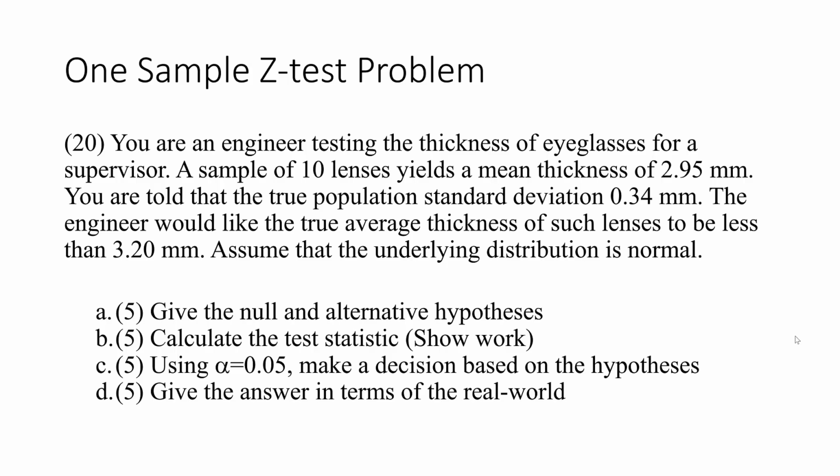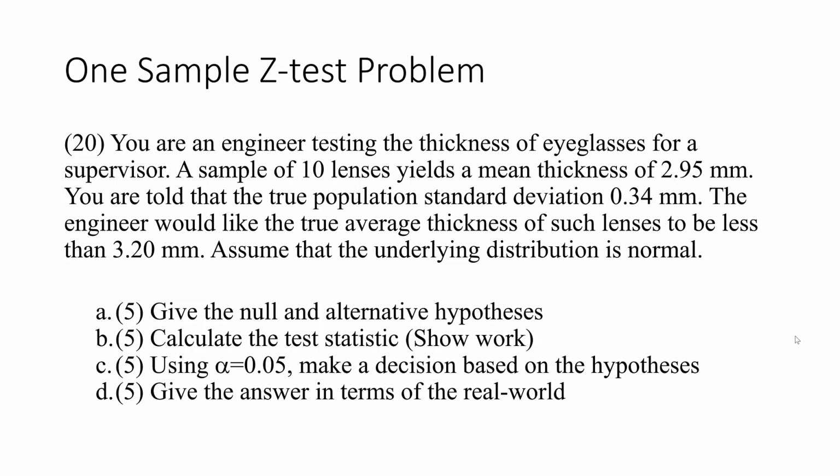So this is the problem that I'm going to go through. This is a problem that we're going to need a one sample Z test for. So let's go through it, and then I will show you how to do it in the StatHelper. You're an engineer testing the thickness of eyeglasses for a supervisor. A sample of 10 lenses yields a mean thickness of 2.95 millimeters. You're told that the true population standard deviation is 0.34 millimeters. The engineer would like the true average thickness of such lenses to be less than 3.2. It also says assume that the underlying distribution is normal.